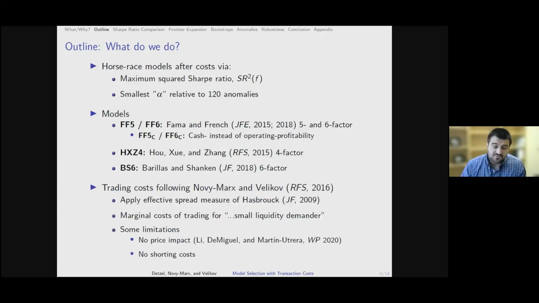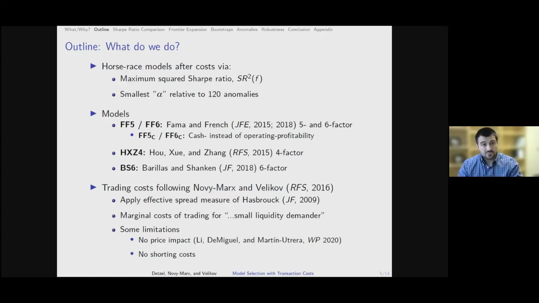The trading costs will follow a paper Robert and I published a while ago, and we apply a simple measure of trading costs, the effective bid-ask spread from Joel Hasbrouck's 2009 JF. The way to interpret these trading costs is essentially what they would be for a small liquidity demander. Can you implement the strategies underlying these factor models using only market orders, effectively?